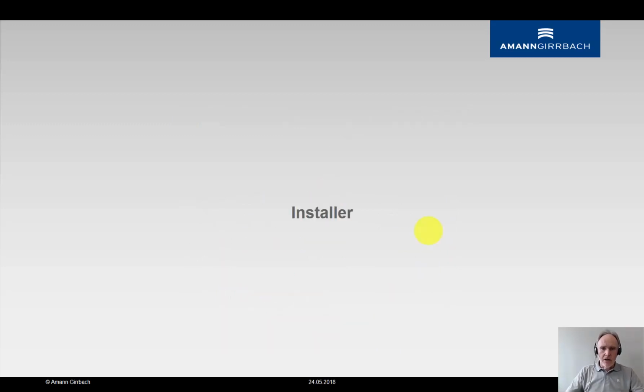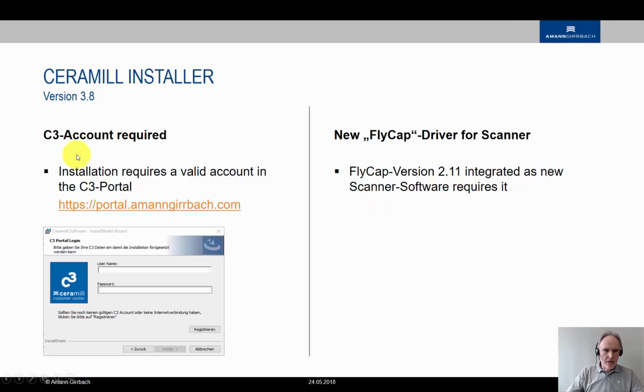So let's first talk about the installer, and it's now like that. If you start with the installation, you need a C3 account. This is now required, and the installation process will show that small window here on the bottom, and you have two options now. Either you have just registered and you type in your username and your password, or you click on the register button and then you start with registration.